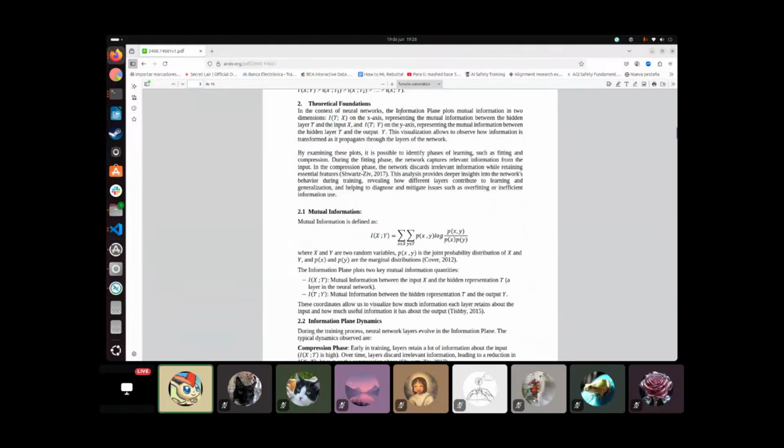Okay, critical foundations. The concept of the neural information plane plots mutual information in 2 dimensions. I guess this is just mutual information on the x-axis, representing the mutual information between the hidden layer, which is just the activation of the hidden layer, I guess, and the input X, and on the other axis the output. It processes the information transformation progression.